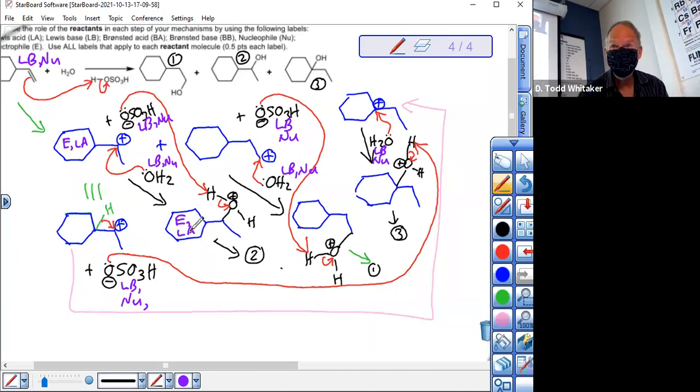It's being attacked by what? Electrons. You must love them if you're going to be attacked by them, right? That makes it a Lewis acid. Right? Yeah. You're an electron acceptor. Lewis acid.